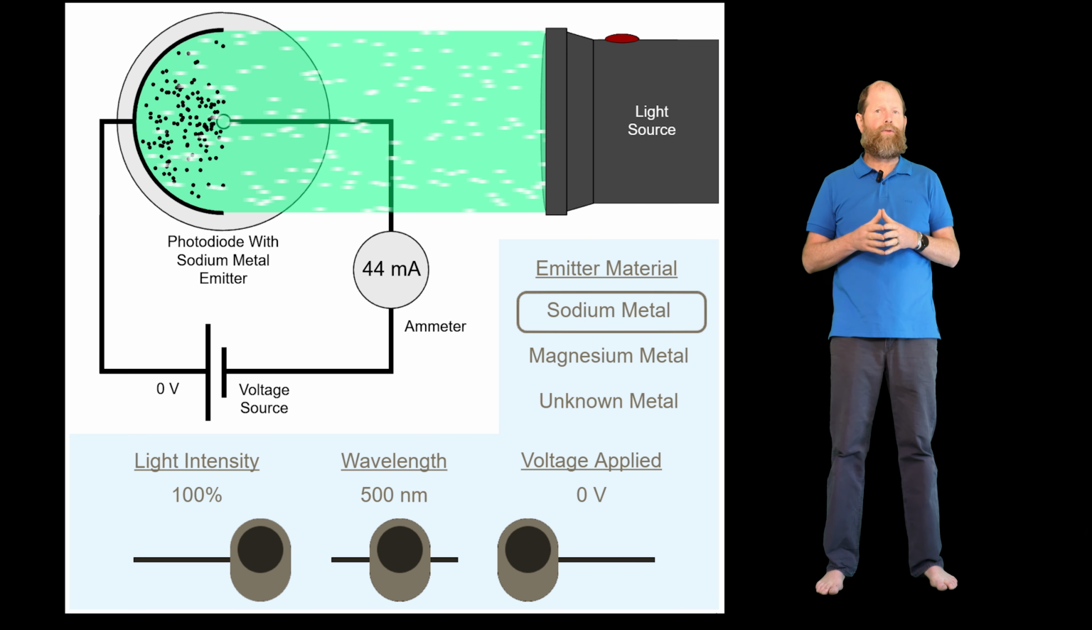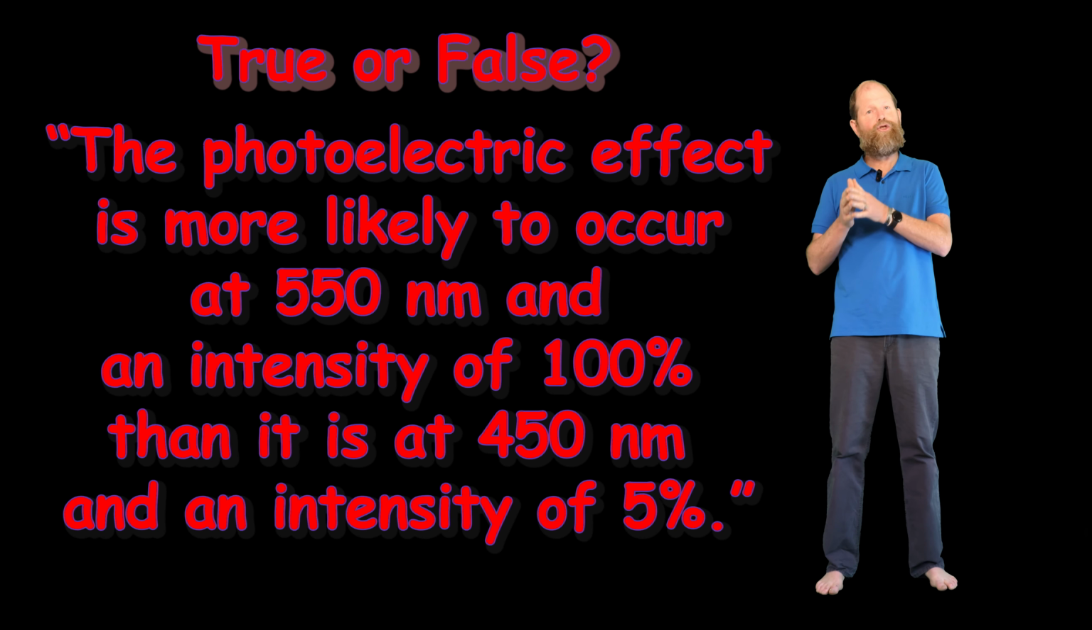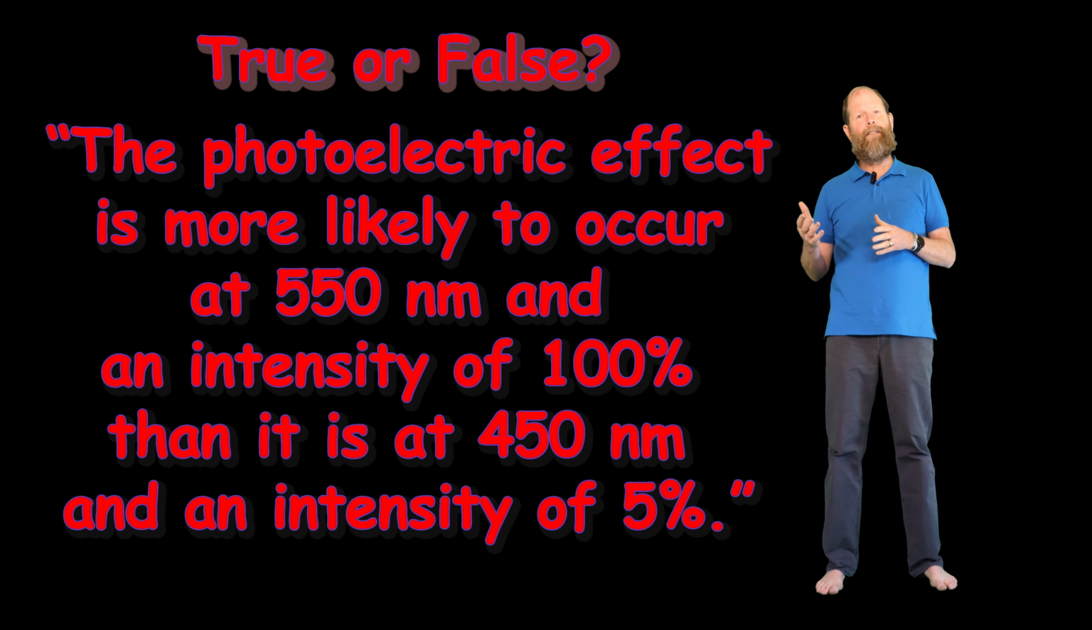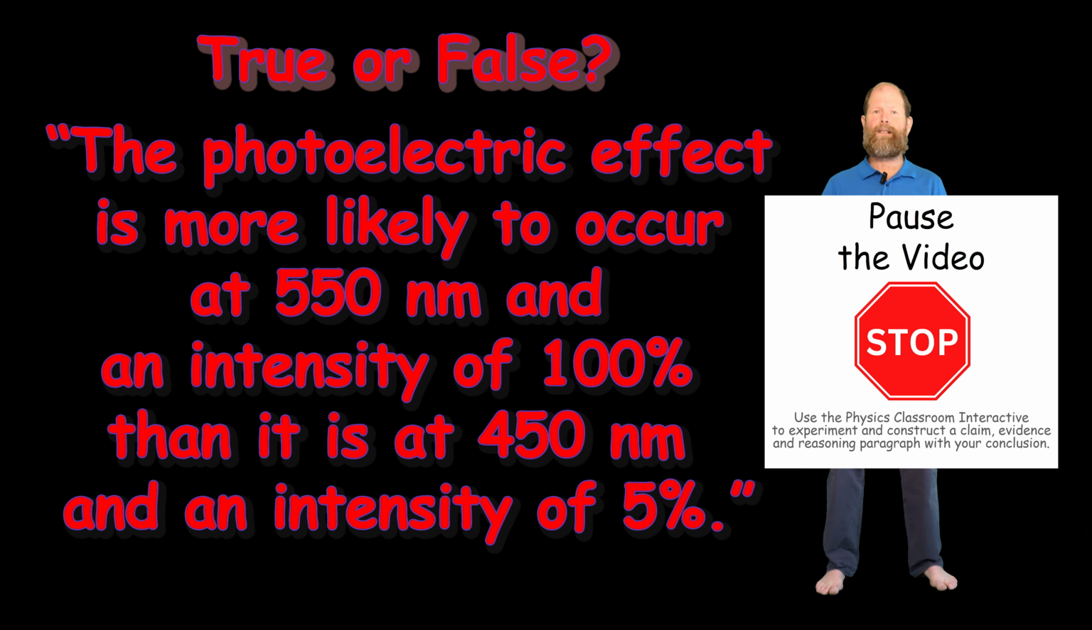Now that I have stepped you through some tests, it's time to come to a conclusion. Identify the following statement as true or false. The photoelectric effect is more likely to occur at 550 nanometers and an intensity of 100% than it is at 450 nanometers and an intensity of 5%.